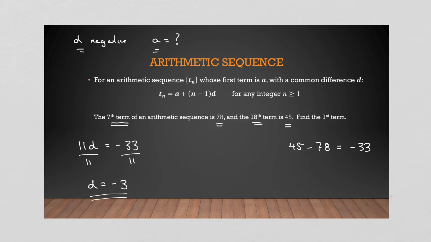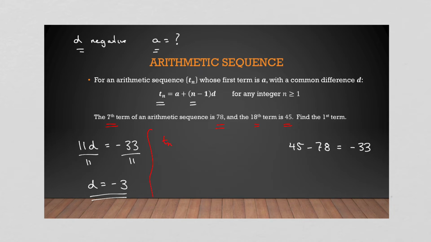So now that I have the difference, I can use my equation. But you're thinking, wait a minute, how? Well, you have an nth term and you have n. You can use either one. You could use 7 for n and 78 for tn, or you could use 18 for n and 45 for tn. You'll end up in the same spot. So I'm going to use 7 and 78.